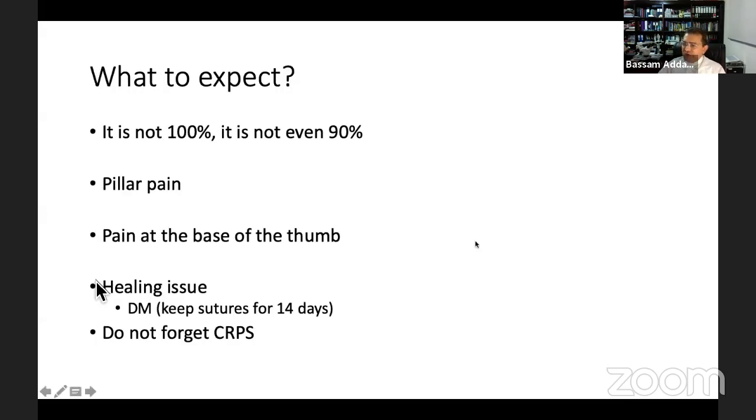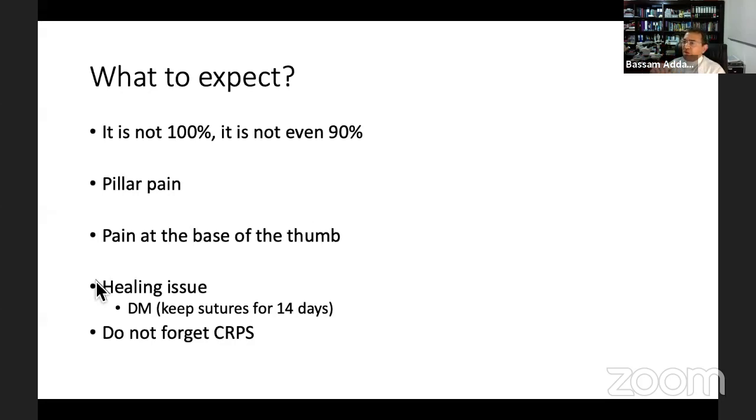It's very important to take CTS surgery very seriously and not in a cavalier way because you will be burned, trust me. The results are not 100%. They are not even 90%. I always give my patients 85% chances of improvement. I tell them that they will have pain around the scar, around the palm. They will have pain at the base of the thumb. They will have difficulty pressing on their palm.